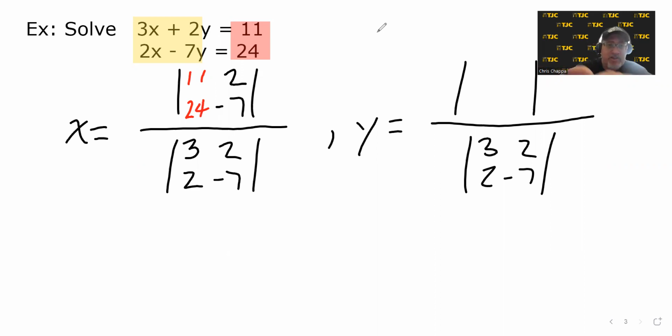And for the y's, I'm going to do the same thing. I'm going to replace the y's with 11 and 24, but I'm going to keep the x's the same, so 3 and 2.